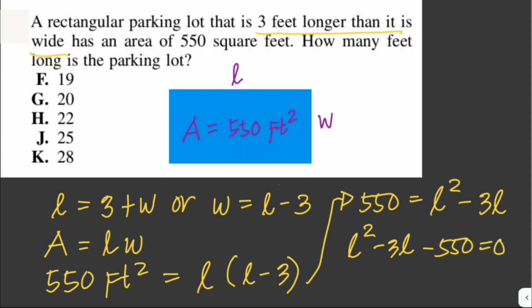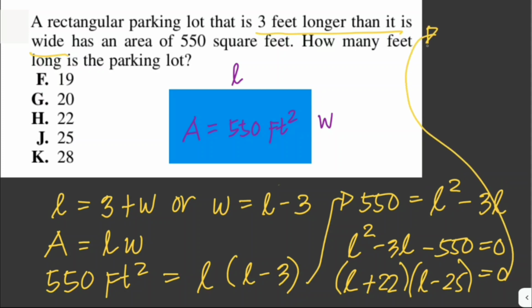And then we can just factor this quadratic equation to solve for the length. So we look for factors of 550 that when we multiply them, it would equal negative 550, and when we add them, it would equal negative 3. So that would be 25 and 22. So (L plus 22)(L minus 25).